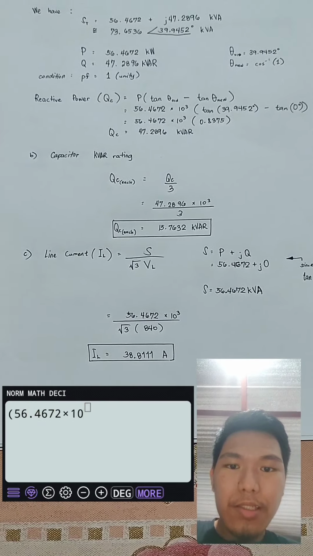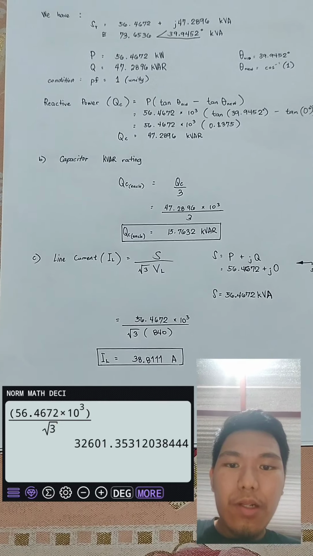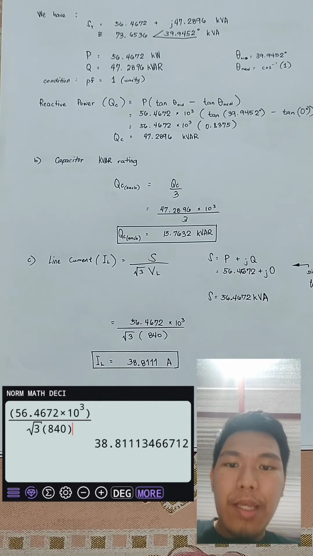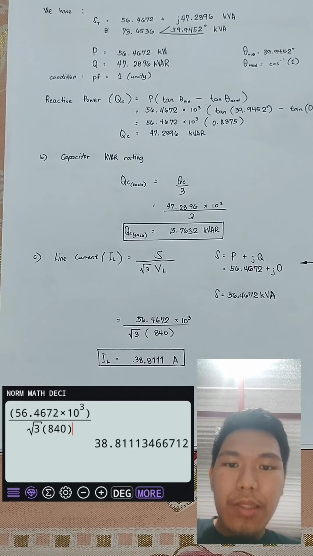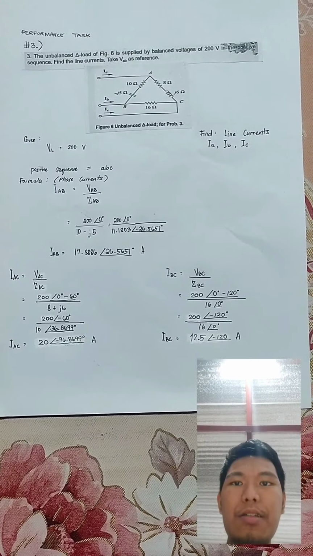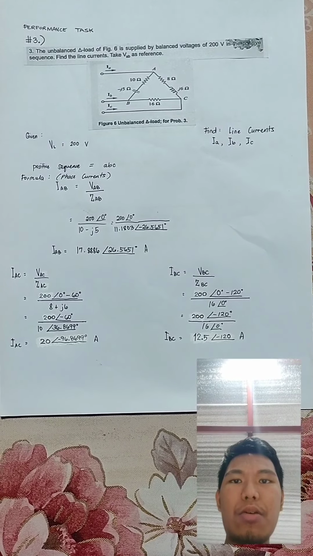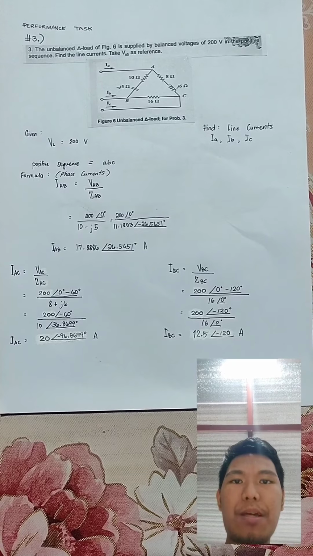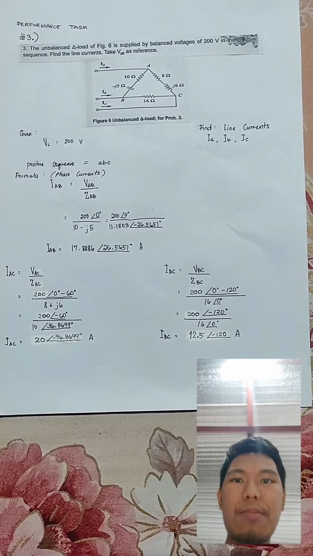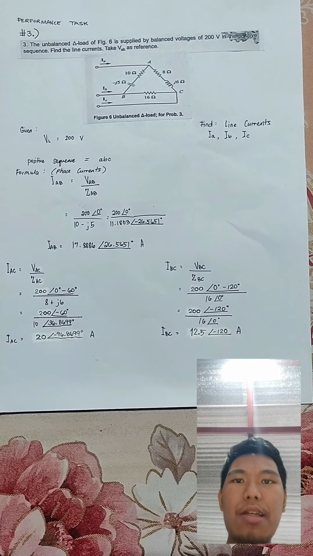56.4672 times 10 raised to 3 over square root of 3 times 840. We will get the line current of 38.8111 ampere. In number 3, the unbalanced delta load of figure 6 is supplied by balanced voltages of 200 volts in the positive sequence. Find the line currents.